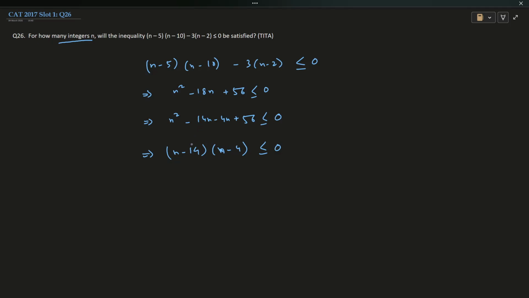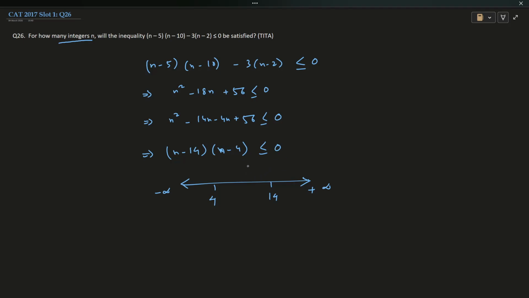Did I do any mistake here? n square minus 1 minus 18? No. Now it's very simple. Draw the number line and use the wavy curve method, writing the roots 14 and 4. If you do not know the wavy curve method, guys, please watch my inequality playlist.